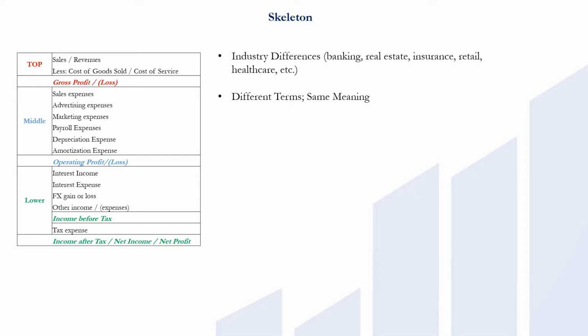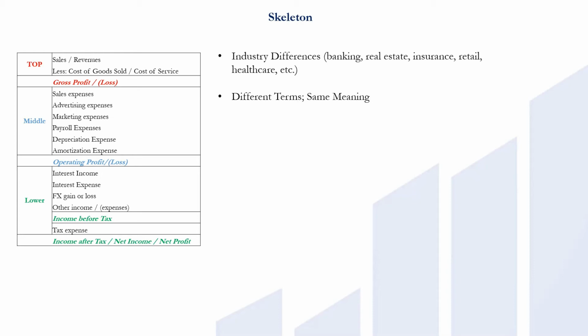Now the skeleton of the income statement. The income statement, in a very simplified manner, should be segmented into 3 parts: the top part, the middle part, and the final lower part. The top part always shows the major sources of income and expense. So if we're talking about the F&B industry, we're talking about the sales of food and beverages and the cost of food and beverages, cost of production, cost of labor.